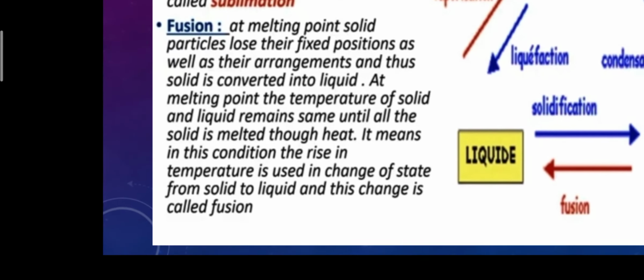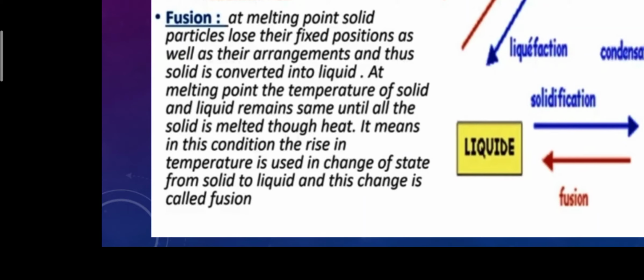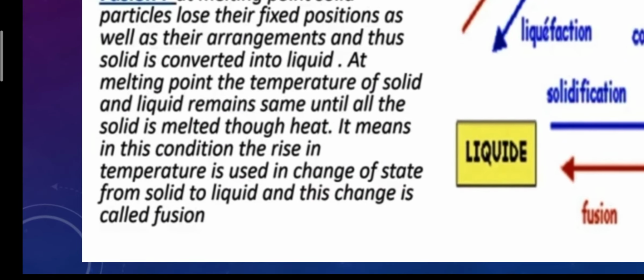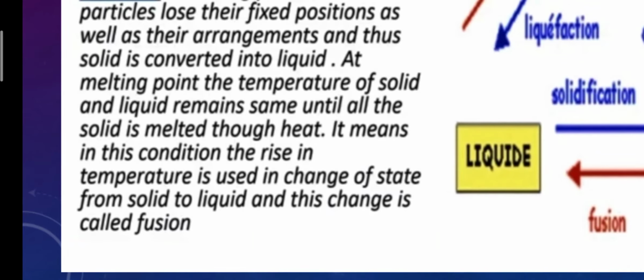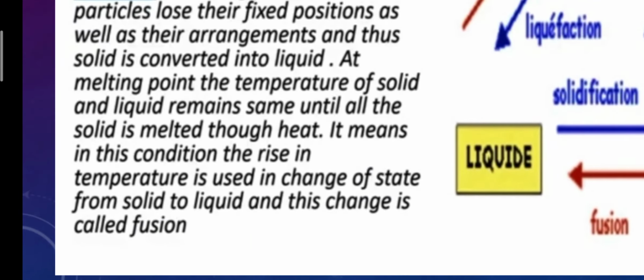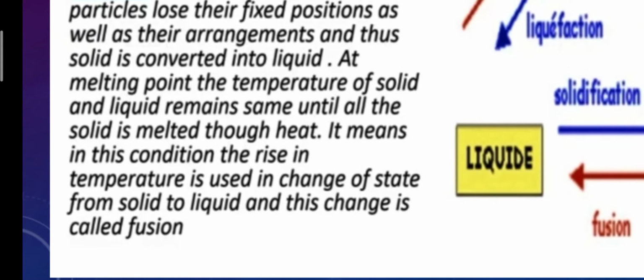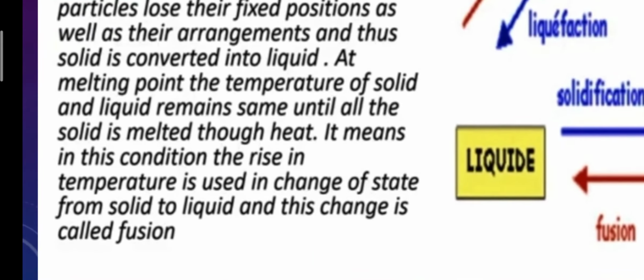Now fusion. At melting point, solid particles lose their fixed positions as well as their arrangement, and the solid is converted into liquid. At melting point, the temperature of solid and liquid remains same until all the solid is melted though heat. It means in this condition, the rise in temperature is used in change of state from solid to liquid, and this change is called fusion.